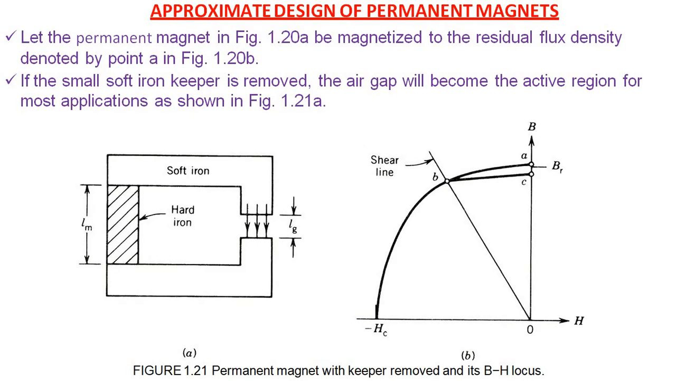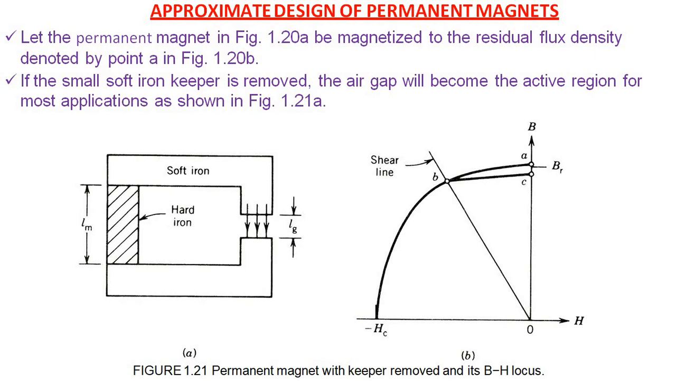Next, approximate design of permanent magnets. Let the permanent magnet be magnetized to the residual flux density denoted by point in figure 1.20. If the small soft iron keeper is removed, the air gap will become the active region for most applications, as shown in the figure. Then soft iron and hard iron.